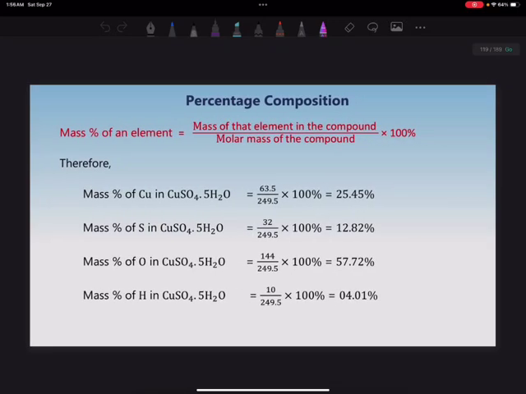The mass percentage of an element is the mass of the element in the compound. For example, if asked about chlorine, it is the mass of the chlorine in the compound upon the molar mass of the compound. For example, it is asked in copper sulfate, the percentage of copper. So the mass of copper is 63.5, as we know. The molar mass of the whole compound is 249, and then you have to multiply by 100. So here it comes as 25.45.